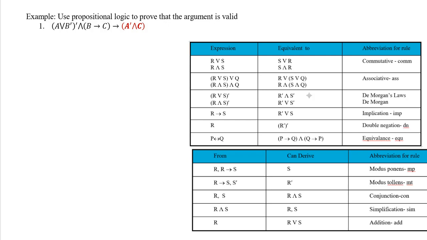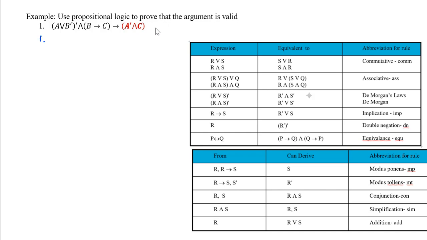Hello, in this video we'll see more examples of proofs using propositional logic. In this example, what I have is not (A or B), and B implies C, implies not A and C. I made the conclusion red because it is my goal: to go from these two hypotheses and reach it.